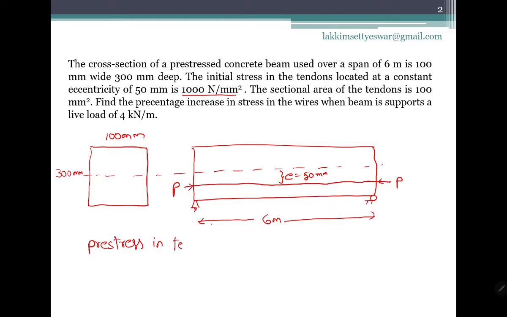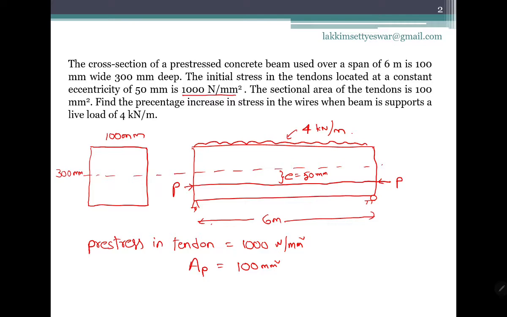Pre-stressing tendon stress is equal to 1000 Newton per mm square. The cross-sectional area of the tendon is 100 mm square. So area of the pre-stressing tendons is 100 mm square. Now find the percentage increase in stress in the wires when beam is supported with a live load of 4 kN per meter. So we need to calculate the percentage increase in stress in wires.